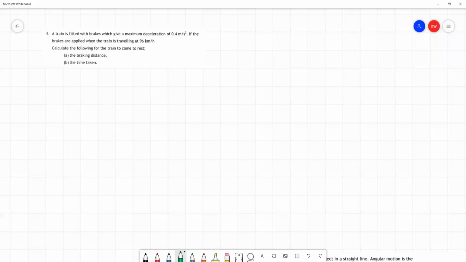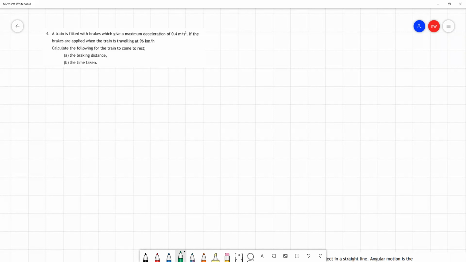This is question 4 from tutorial 1 in the LO2 notes, page 14. So in this question, we're given a scenario regarding a train, and we're given information about its brakes and its maximum deceleration. And then we're asked to find out some further information about this particular scenario.